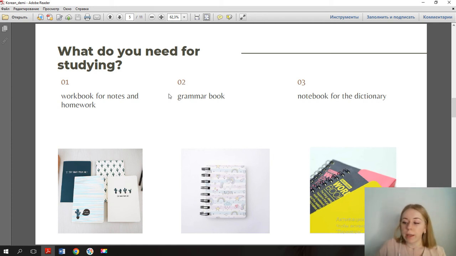And the last one is the notebook for the dictionary. Again, it's a thick book. You'll write your vocabulary in the front, for example, like here. If it's a thick book, you will write your vocabulary here, and here will be phrases. Why it's necessary, why it's compulsory, I will tell you a little bit later.